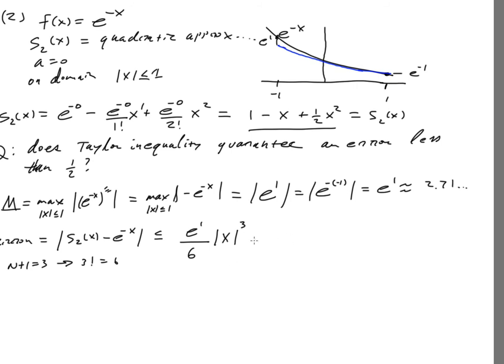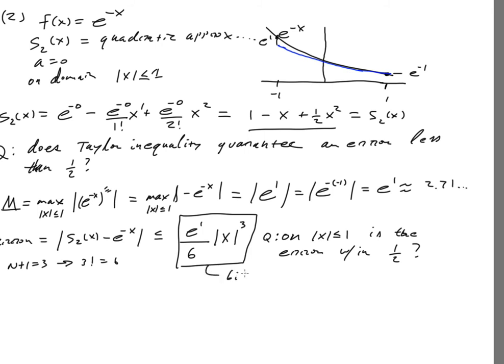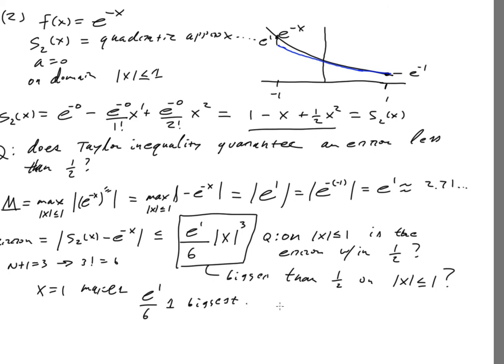The question then again is, on the domain absolute value of x less than or equal to 1, is the error within 1/2? So I need to find out if this object gets bigger than 1/2 for x less than or equal to 1. So that's ultimately the question I have to answer. Of course, x being equal to 1 makes e to the 1 over 6 times 1 biggest.